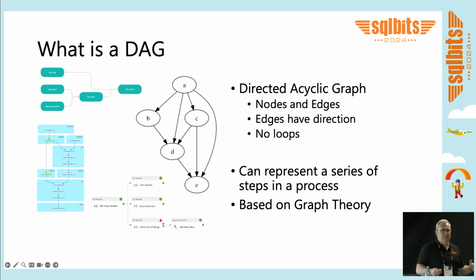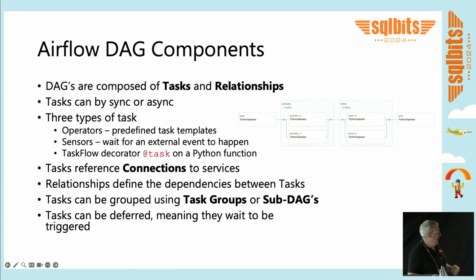So if we've got a loop, it's not a DAG. And essentially, we can use this to represent a series of steps in processes. So you can see a whole bunch of different tools using DAGs. That one is actually ADF itself. This is just kind of a couple of loose examples. That one is one from Spark or Databricks. So lots of tools are using DAGs.